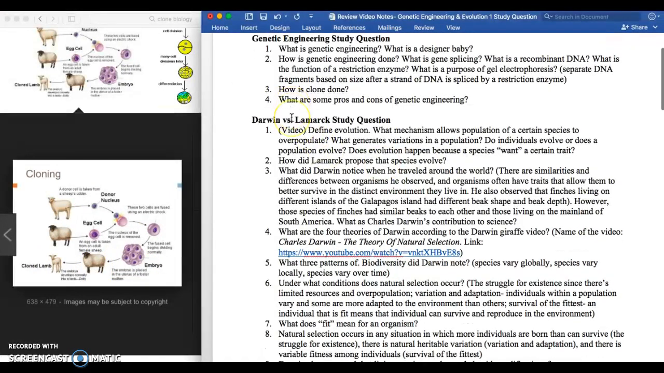Okay, what are some pros and cons of genetic engineering? You can look up a whole bunch of those. We also talked about those in class, so I'm not going to talk about those.